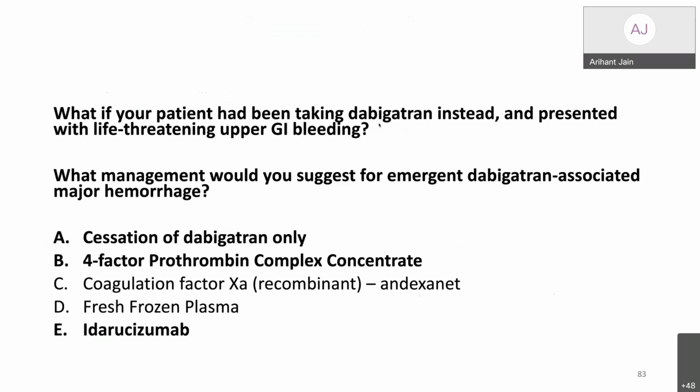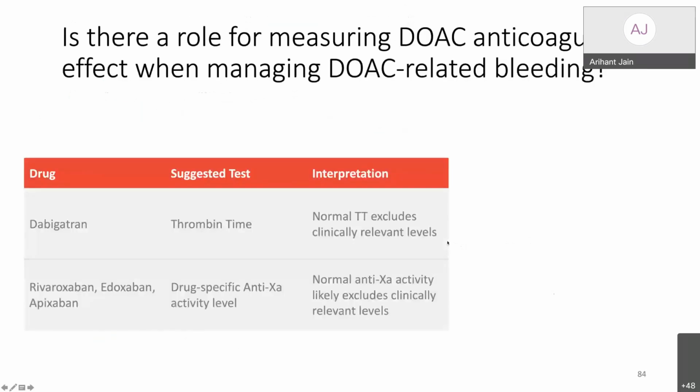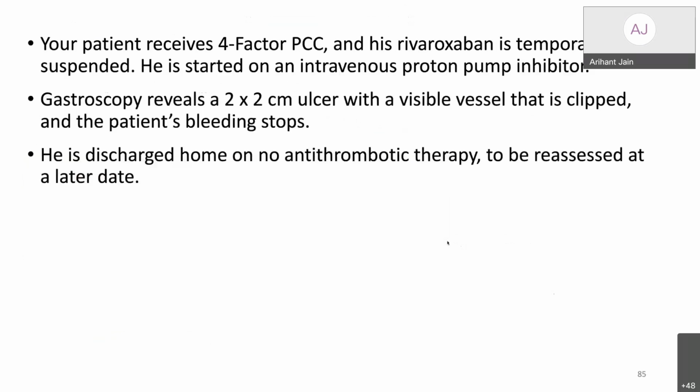So if the patient was taking Dabigatran instead, you would have given again PCC, idarucizumab, and stopped this thing. Okay, sir.